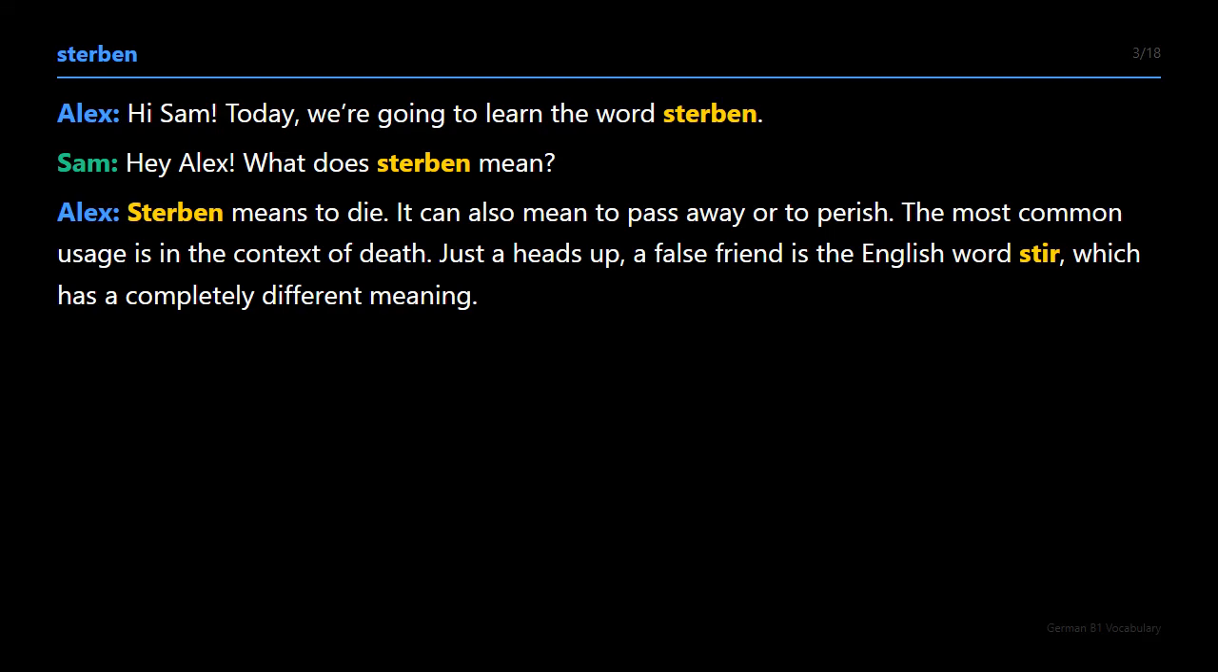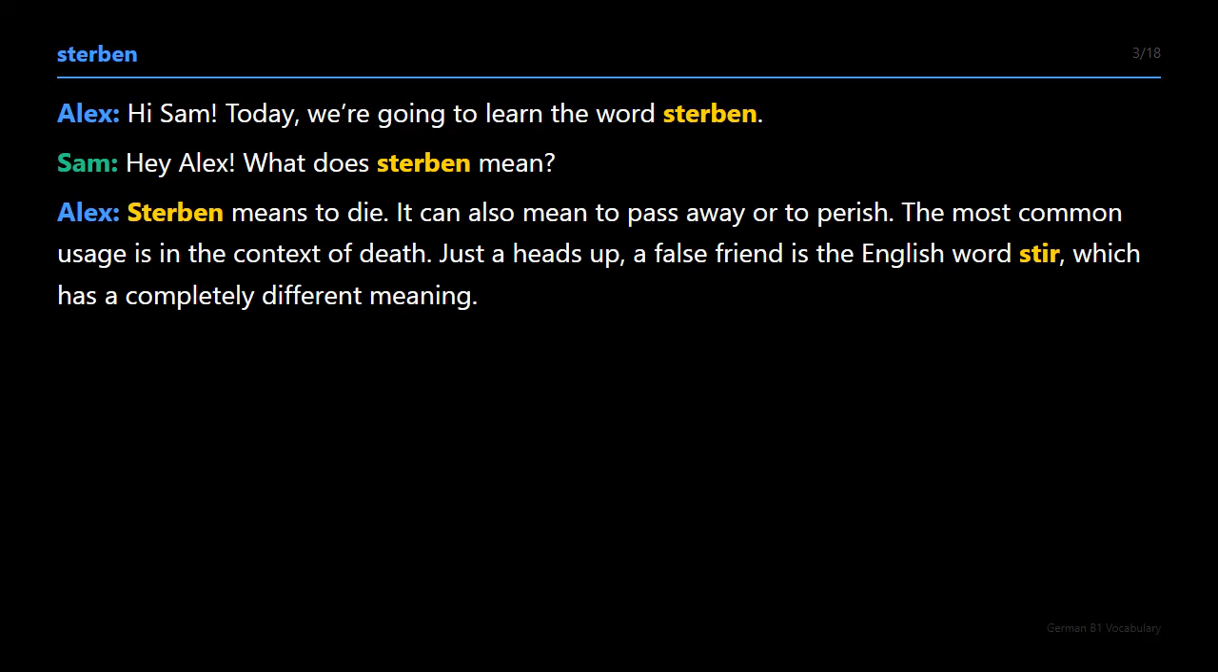Sterben. Hey Alex. What does sterben mean? Sterben means to die. It can also mean to pass away or to perish. The most common usage is in the context of death. Just a heads up, a false friend is the English word Stier, which has a completely different meaning.